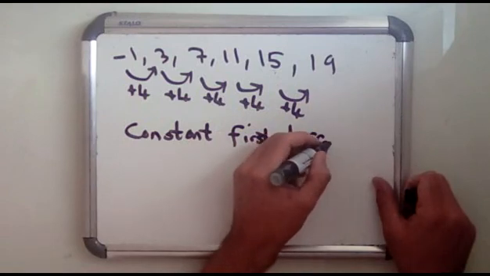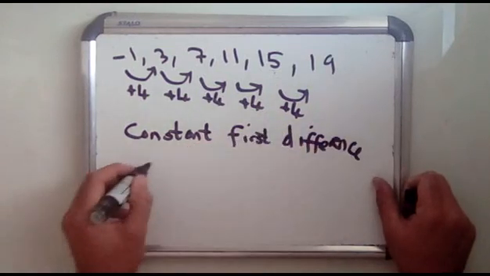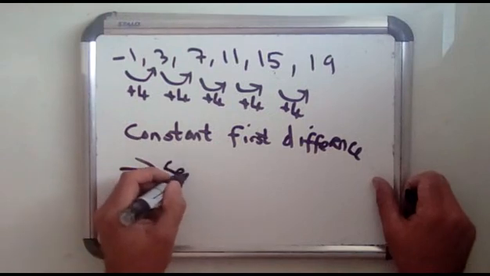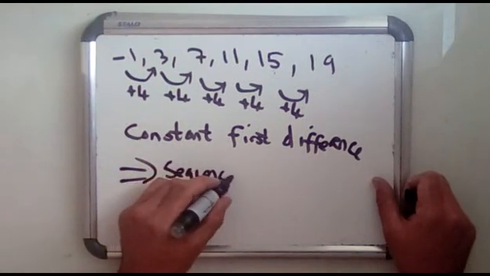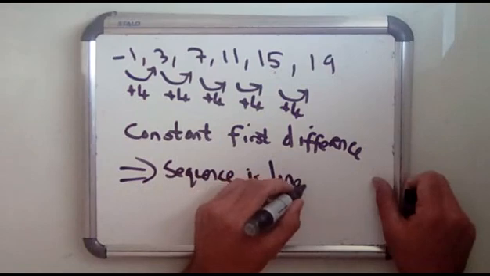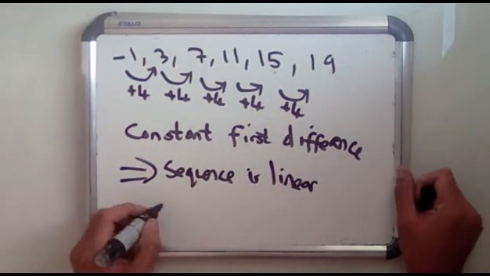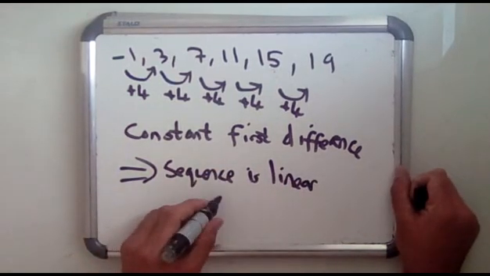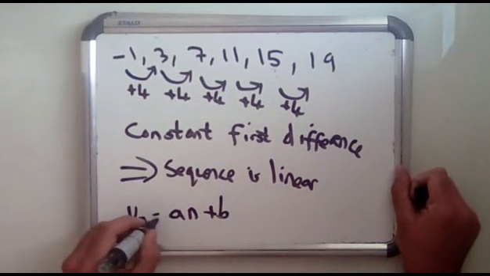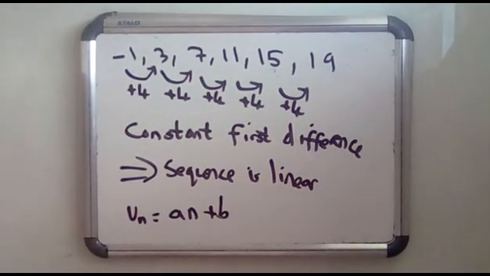So that tells us the sequence is linear, which means the nth term will look like this: an plus b. It will be of that form, and then we just have to find a and b.